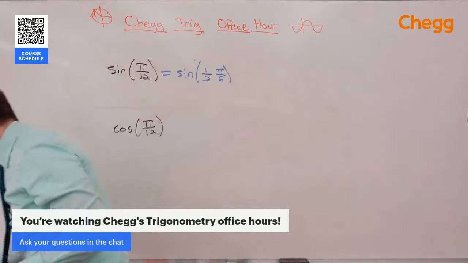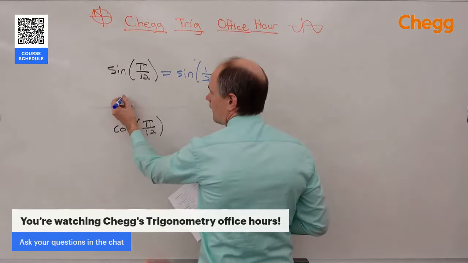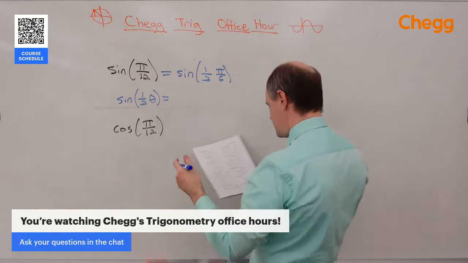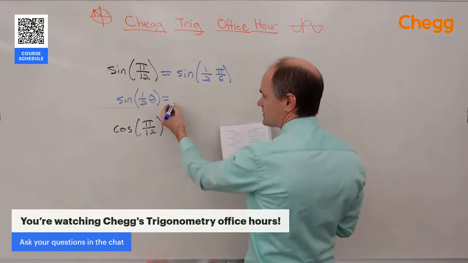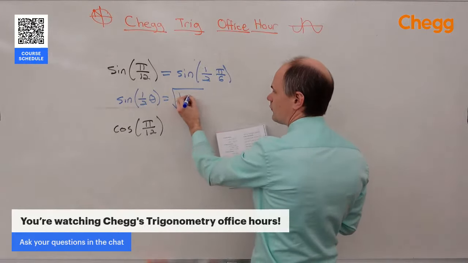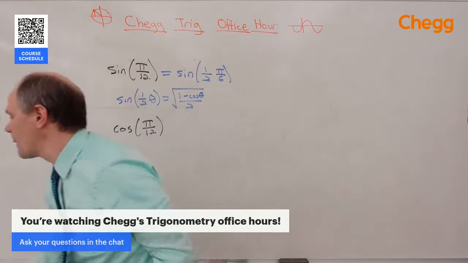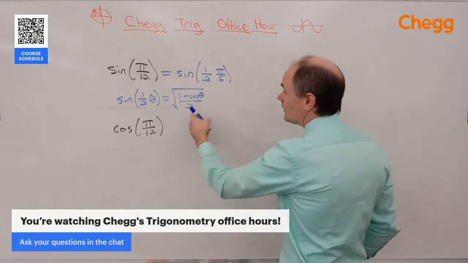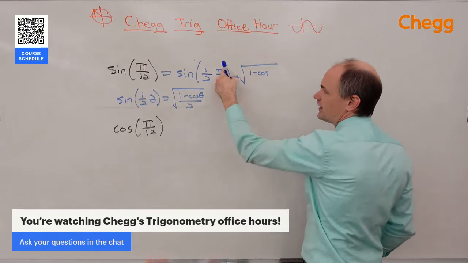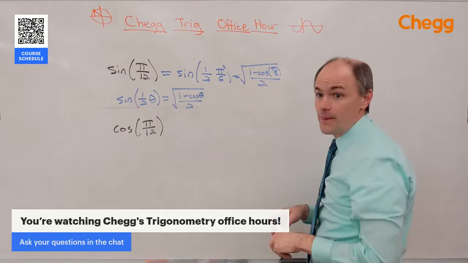And we have a trig identity for the sine of 1/2 of an angle. The sine of 1/2 of an angle is equal to plus or minus, depending on which quadrant we're in, but this is the first quadrant, so it's going to be positive, the square root of 1 minus the cosine of the angle, divided by 2. So in our case, this is going to be the square root of 1 minus the cosine of pi over 6, all over 2.